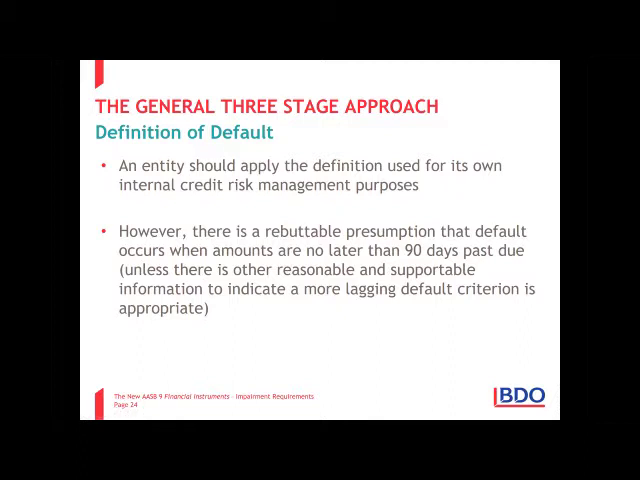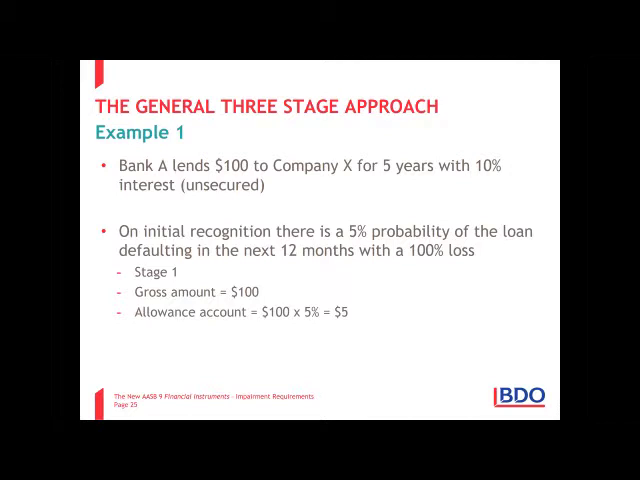So we'll only rebut it in a client situation where there are reasons and supportable information why for that particular client industry there could be a more lagging default criteria. Now, we've done a lot of talking around this three-stage approach. I want to do an example to illustrate the 3 stages. So example 1, I've got 2 examples today, one on the general 3-stage approach and one on the simplified approach. You've got the basic information in front of you, and then after today's webinar, I'll also circulate the journal entries.